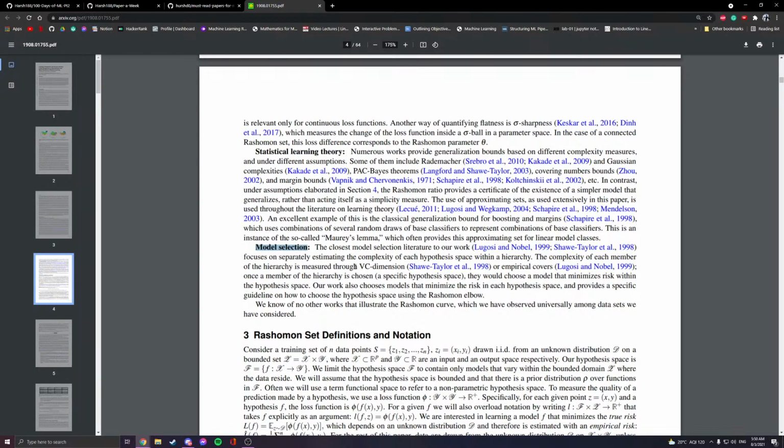And finally, model selection talks about the Rashomon curve and how it's going to be used to choose between models. And there have been different metrics to do this, essentially measured through the VC dimension, which I also don't know what they are, or the empirical covers. They choose models that minimize risk within a hypothesis space, and the Rashomon curves do the same thing. But it seems that it's universal among data sets. So I think that just means having one data set, these values can change, whereas the Rashomon curve can stay consistent.